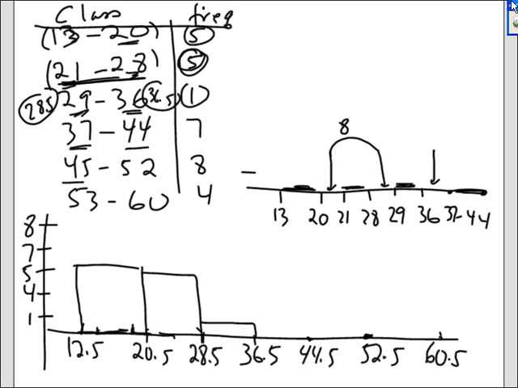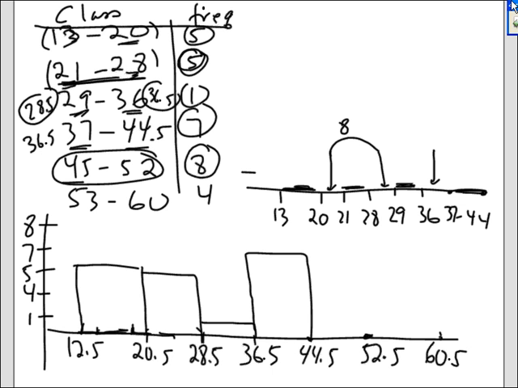And then between 36.5 and 44.5, you go up 7. And then from just below 45 to just above 52, namely 44.5 to 52.5, you go up 8. And then from just below 53 to just above 60, you go up 4. And there is your histogram.